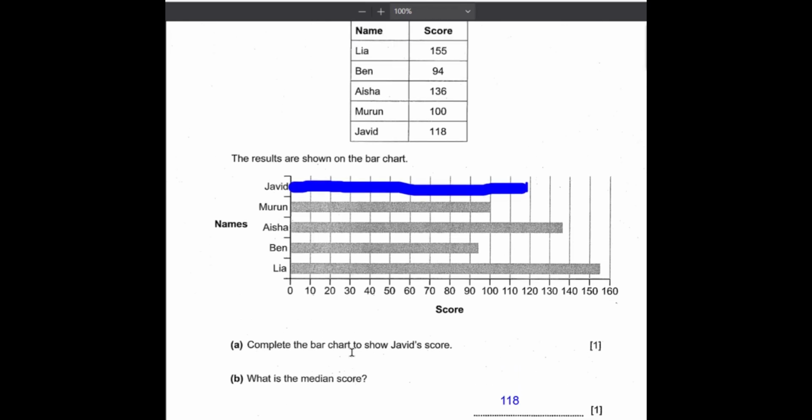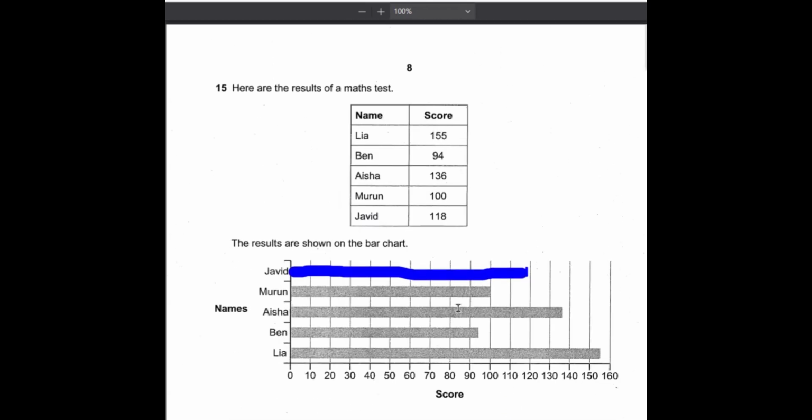The next question says, what is the median score? Median score, we know, is the score that stays in the middle. According to these numbers, if you put them in order, you could start with the smallest number, which is 94. Then after 94, you've got 100. Then after 100, you have 118. And then you have 136. And then you have 155. So 118 lies in the middle. So that is the median.